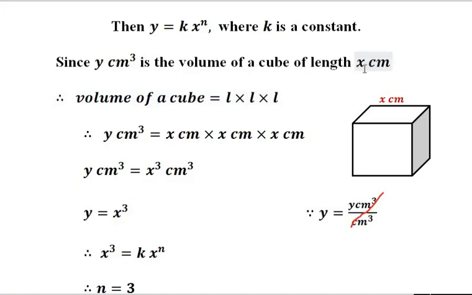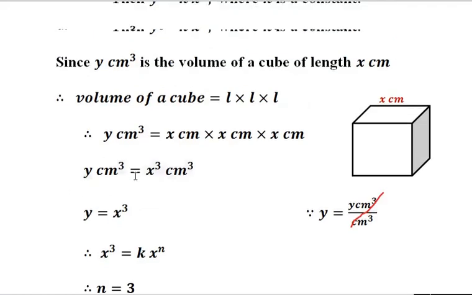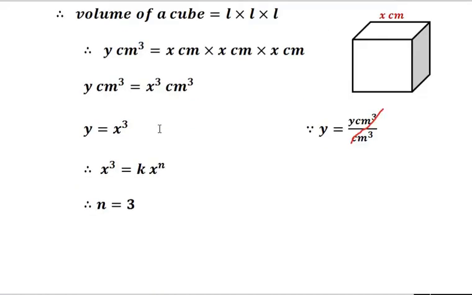Since the length of the cube is x centimeter, this equation becomes x centimeter multiplied by the second length x centimeter multiplied by the third length x centimeter. So the total product is x cube cubic centimeter. So y is equal to x cube. So if we substitute the value of y in this equation where y is equal to kx^n, this equation becomes x cube is equal to kx^n. Since we are finding the value of n, on both sides we have the same base x, so n is equal to 3, which is the required value of n.